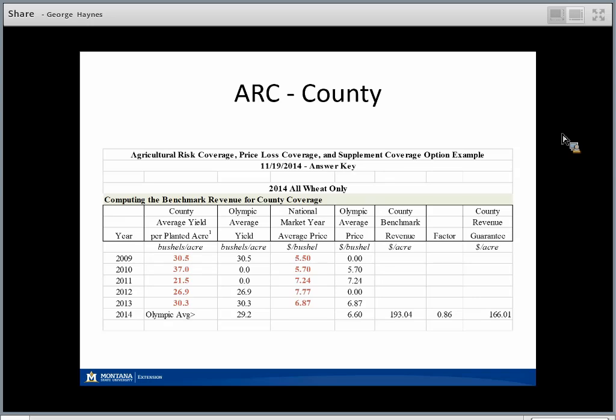Now, this county benchmark number becomes really important because, as I was telling you before, you can't get any more than 10% of that per acre. And you'll see that's going to matter. Now, I told you that there's some factors that play into this as well. So your county revenue guarantee that they're going to allow you to use is going to be $166.01, or that's going to be 86% of that $193. So these are just some budgeting justifications that are in this to ensure that we have enough money in the Farm Bill to pay people off if indeed there is a disaster.